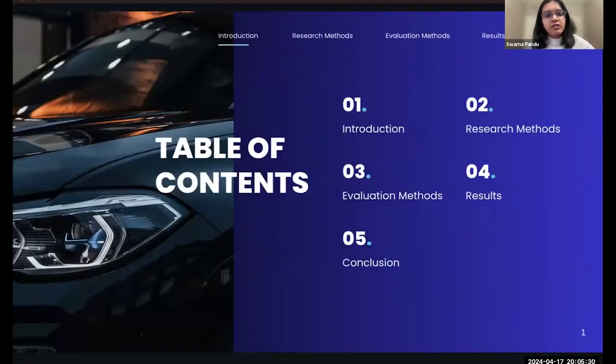Today, we will be presenting our topic along with the research problem. We will walk you through our research methods, findings, and how we arrived at our prototypes. We will elaborate on our evaluation methods and conclude with our results. Over to you, Bhavana.